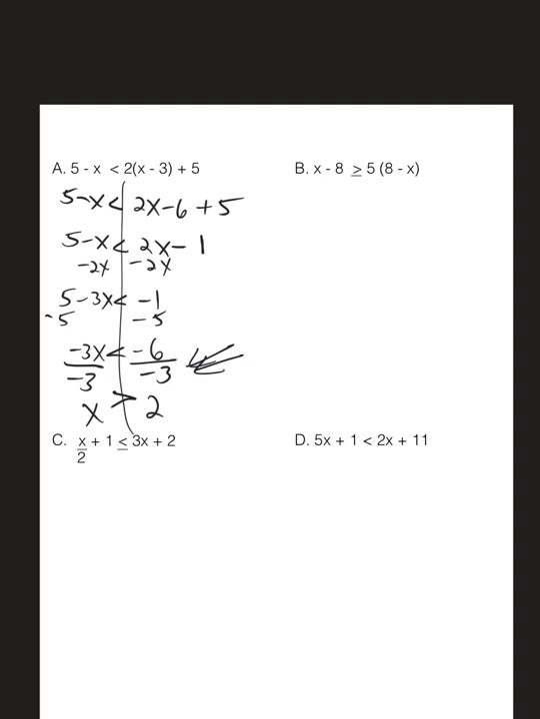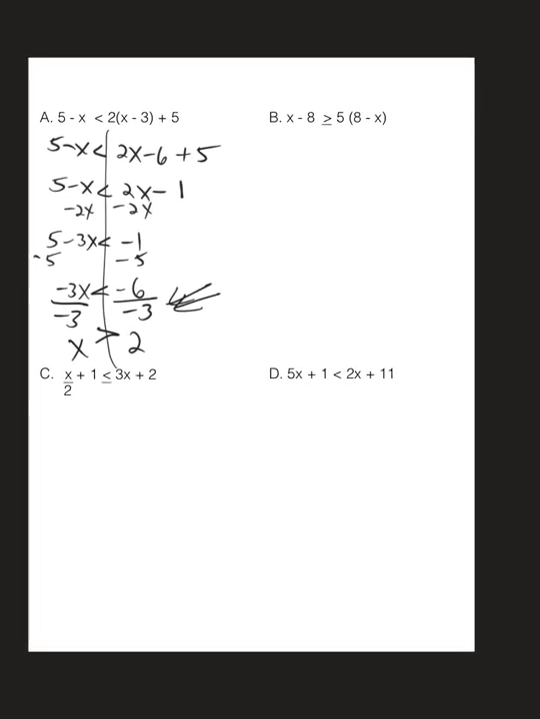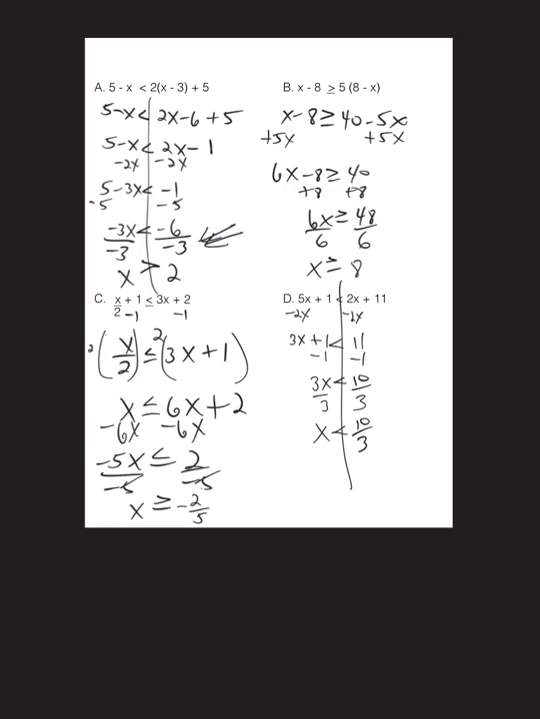Take a moment, pause the video, do B, C, D. I'm going to put the answers up so when you're done you can compare them. I posted on here the answers. B being x is greater than or equal to 8. C is x is greater than or equal to negative 2/5. D is x is less than 10/3.